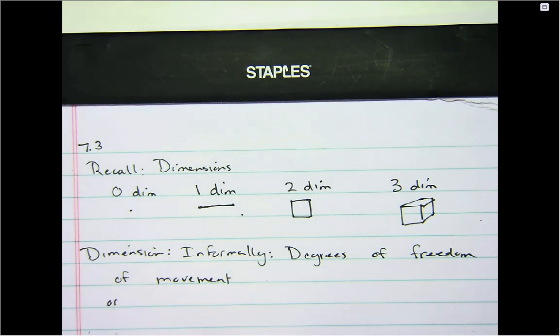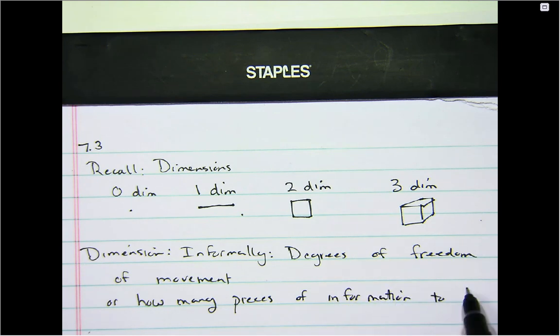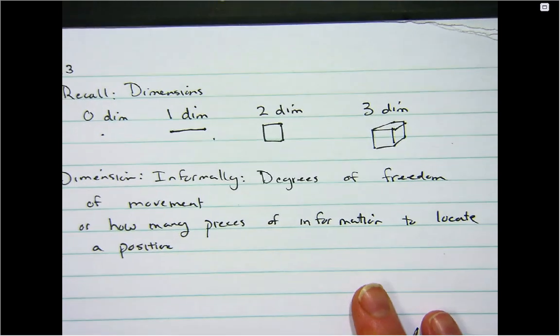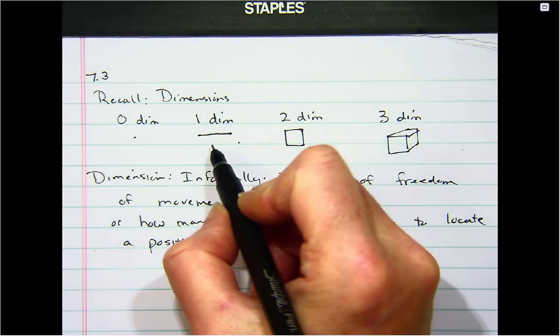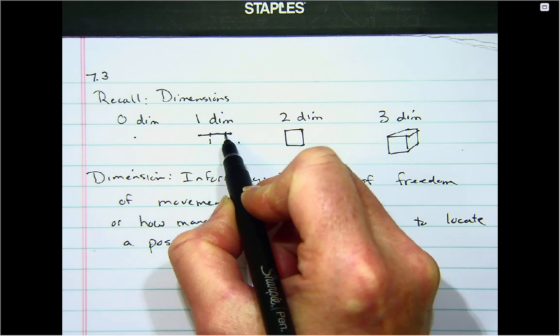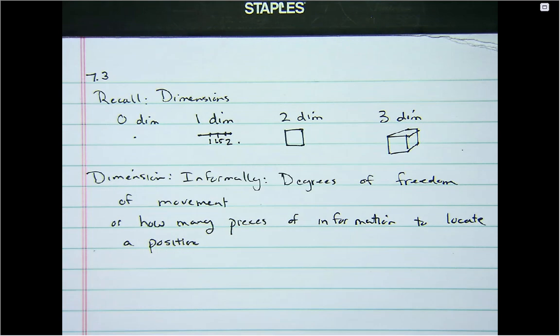Another informal definition we gave was how many pieces of information it takes to locate a position. So if you live in 0 dimensions, everyone knows where you're at. There's only one place to be. If you live in 1 dimension, though, you'll need a street address. Okay, so maybe I live at 1, my neighbor lives at 2, and a squirrel lives at 1.5. So you need a street address, 1 piece of information in 1 dimension.